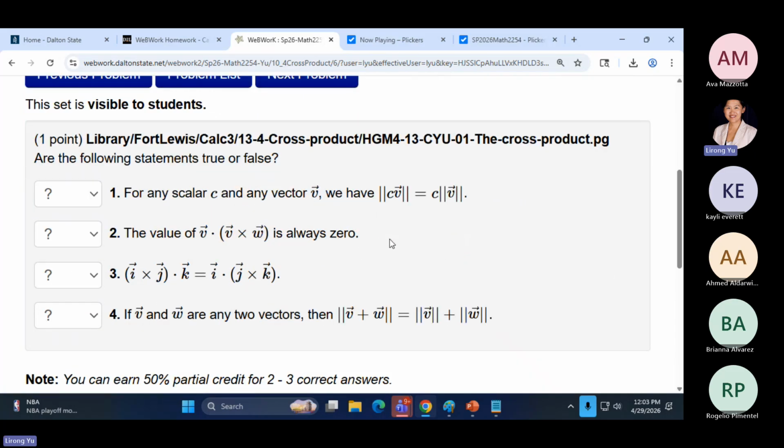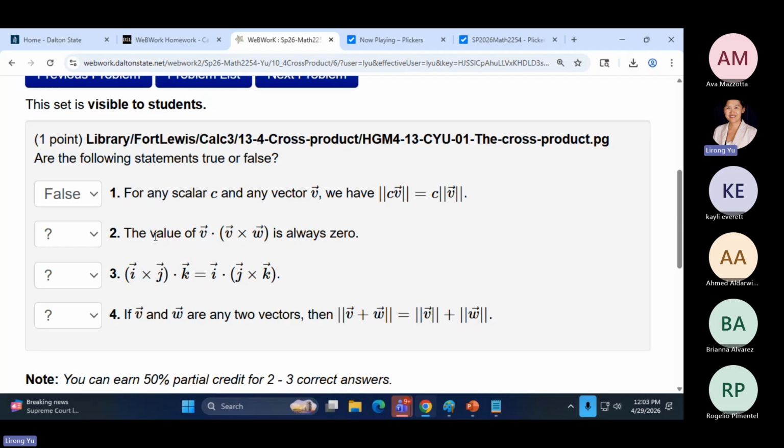So let's see, this question has a couple of conceptual questions. The first statement says, for any scalar, which is just a number, and any vector, the magnitude of CV equals C times the magnitude of V. There's a little problem if C is negative. The magnitude of any vector is positive, but C might be negative. So for the first question, we worry C might be a negative number, and then the left and right won't be equal. So we would say it is false.